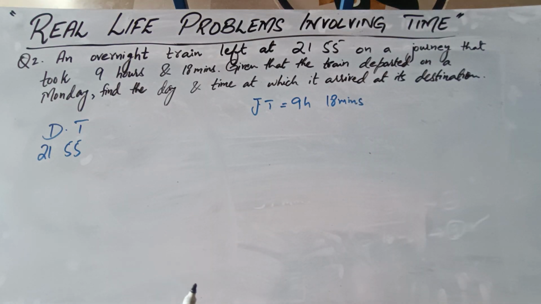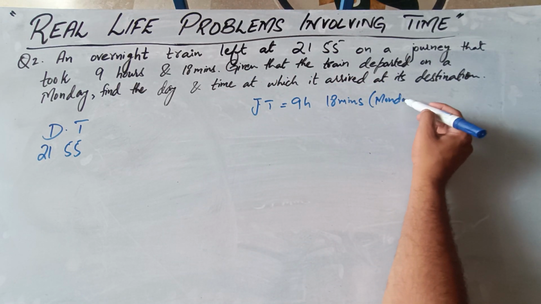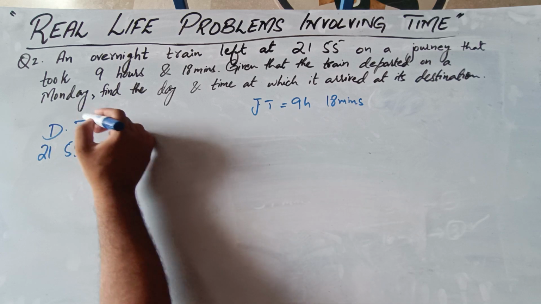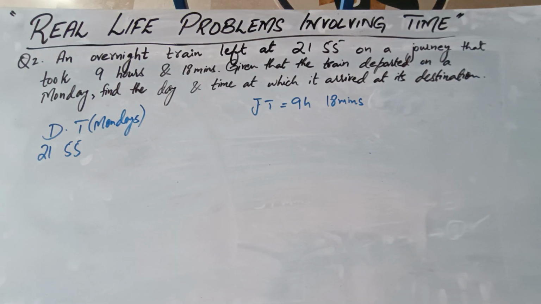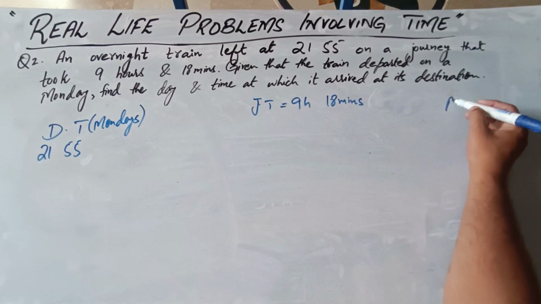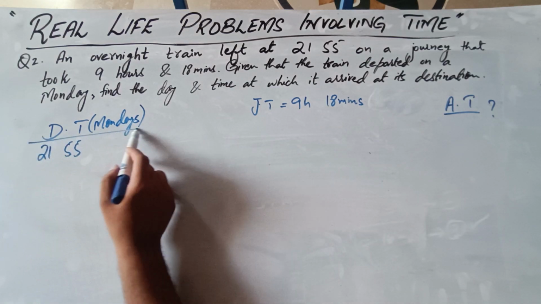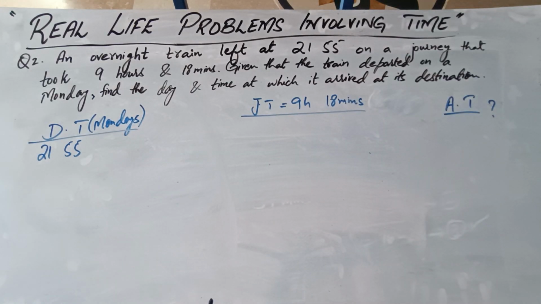Given that the train departed on Monday, this is one more piece of information which is given. So the train departed on Monday, so we have to write Monday over here. These are very important things which need to be noted. Now what is unknown? Find the day and the time at which it arrived at its destination. Now we need to find out the arrival time and the day as well. So two things are unknown in this particular question. Departure time is given, departure day is also given, journey time is given. So now let's start the solution.